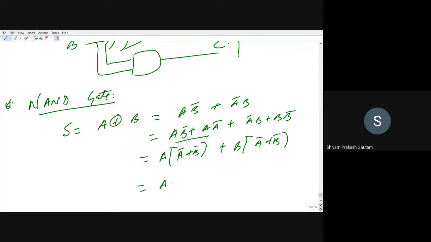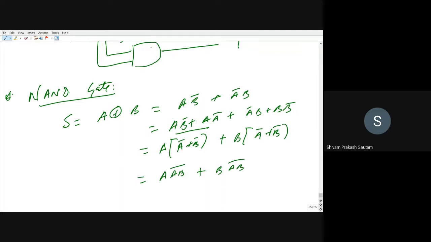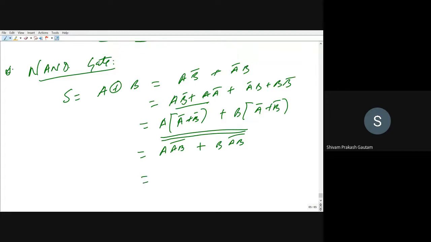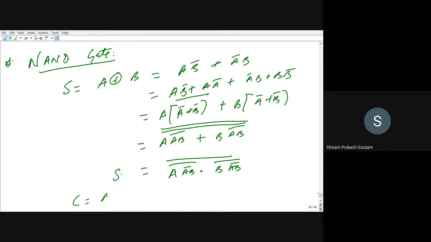So this will be A (A B)bar plus B (A B)bar. Now what you can do? You can double complement the whole function and apply De Morgan. So it will be [A (A B)bar]bar multiplied by [B (A B)bar]bar, to the whole bar. So this is sum. And for carry, carry is A B, that is A multiplied by B, an AND gate, so you can do double complement. These two equations, equation number 1 and 2, are clear.